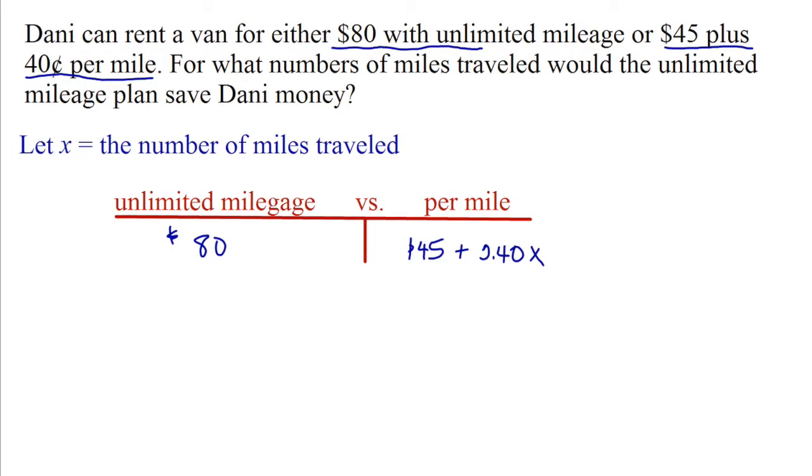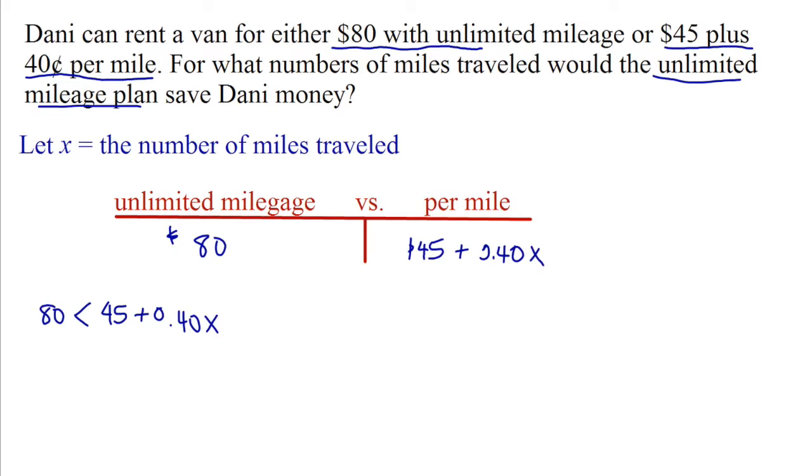Finally, looking back again, it says we want the unlimited mileage plan to save her money. Or in other words, we want the unlimited mileage to be less than the per mile. So we'll write 80 is less than 45 plus 0.40x. Now we need to solve for x.